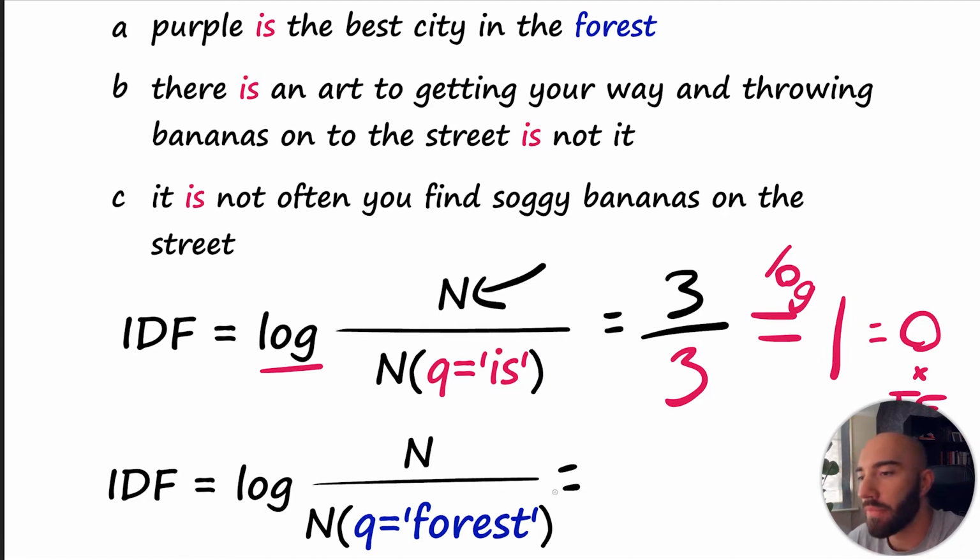So we have a query for forest. The number of documents is exactly the same, still 3. And how many documents contain the word forest? So only one of them.